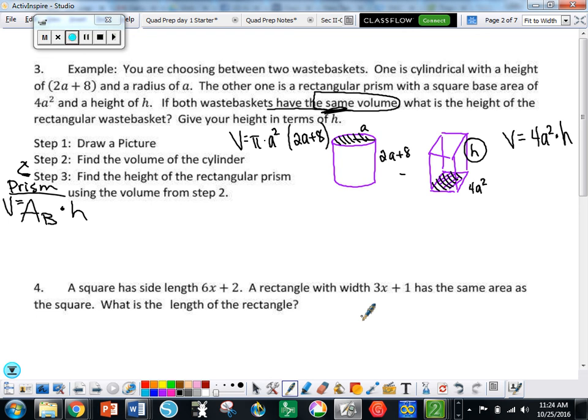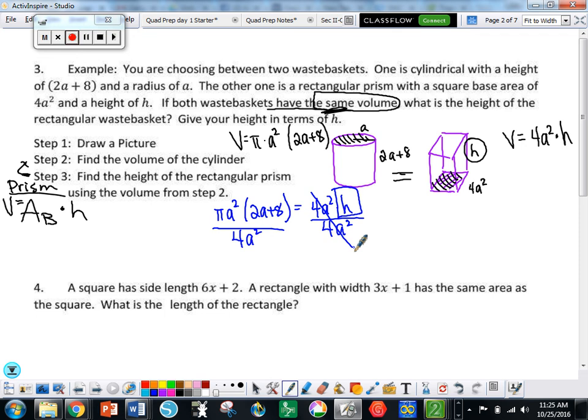Now how am I going to solve for H? What do we know about these two volumes? They are equal to each other, right? So pi r squared H equals area of the base times height. Now we just need to solve for H. How would I do that? We're trying to get this by itself, so what do I do? Our whole goal is to get H by itself because I want to know the height.